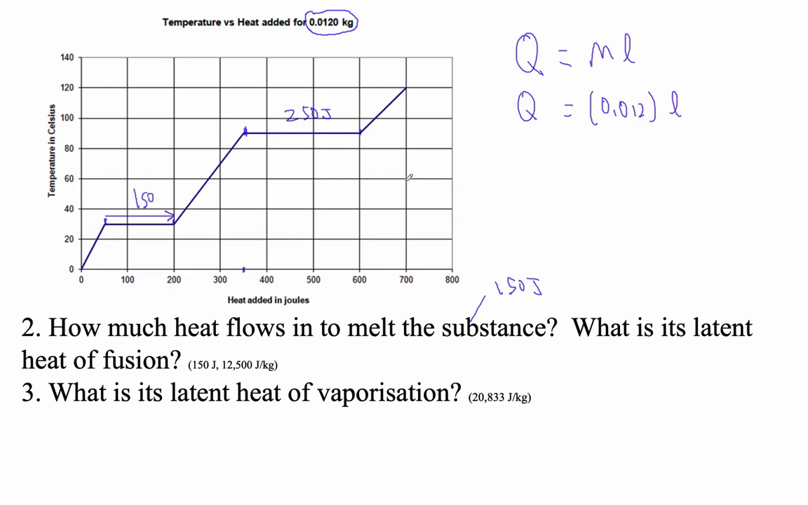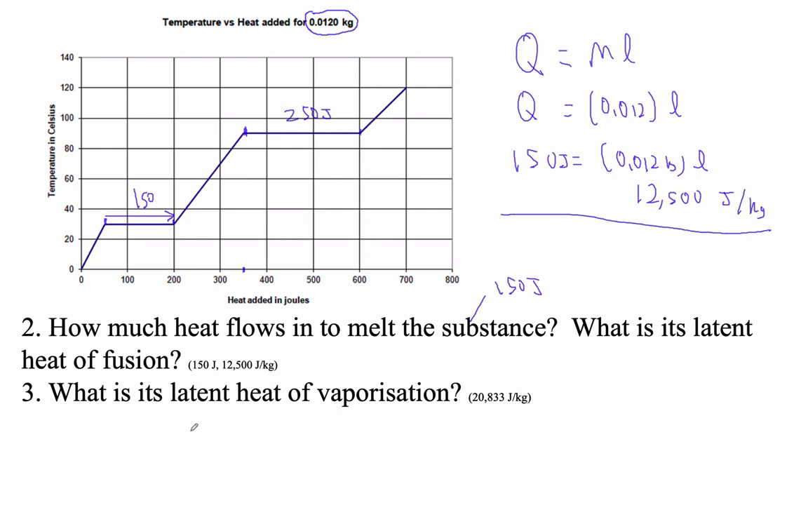So let's do our melting one. 150 joules flowed into 0.012 kilograms. And so our L_F, our latent heat of fusion for melting, is just 150 divided by 0.012. That is, L is 12,500 joules per kilogram.